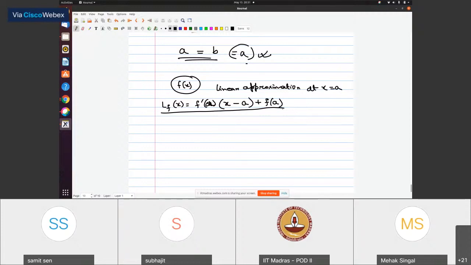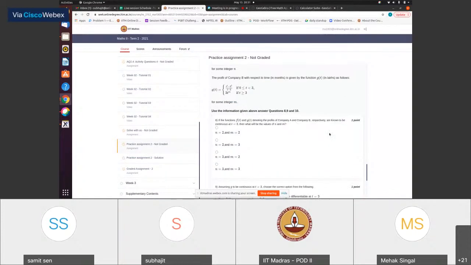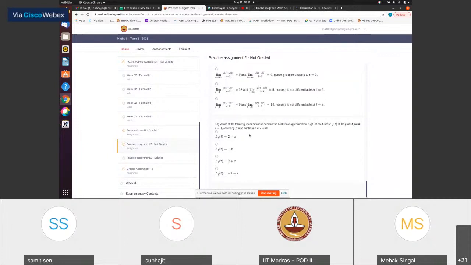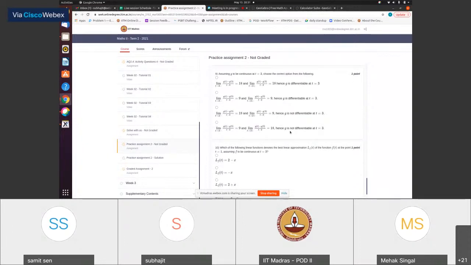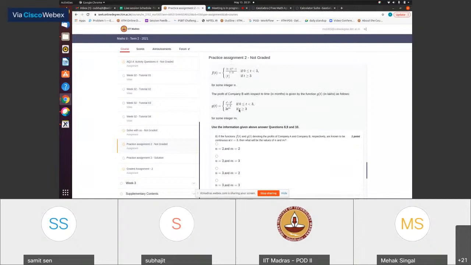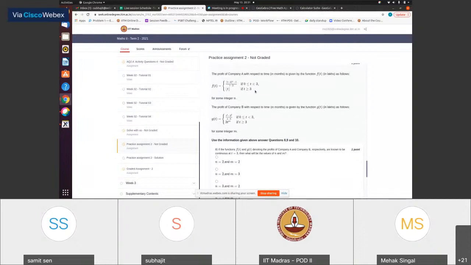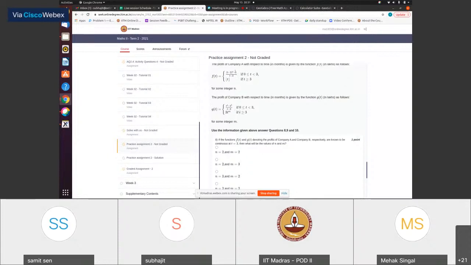Yes, sir. So here the function which is given. At first you have to assume that the function is continuous at t equal to 3. That is given, because if it is continuous at t equal to 3, then the value of n is known, right? This value of n will come, I think, as 3. Yeah, it's 3.